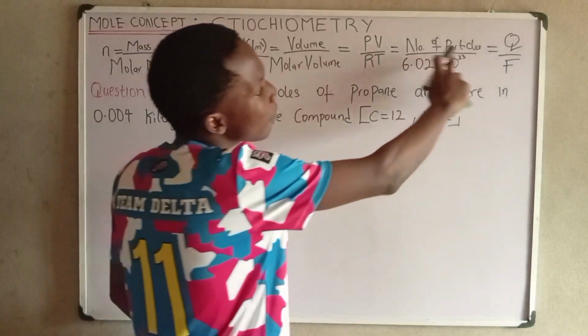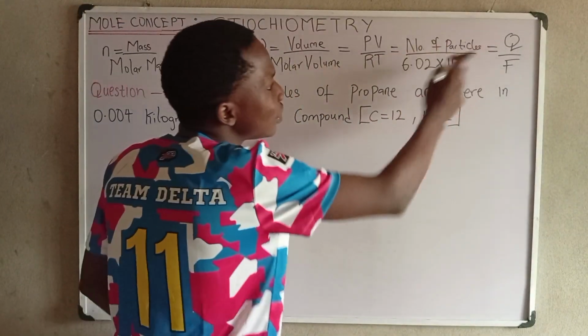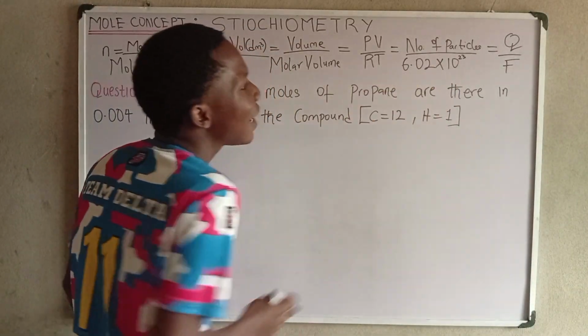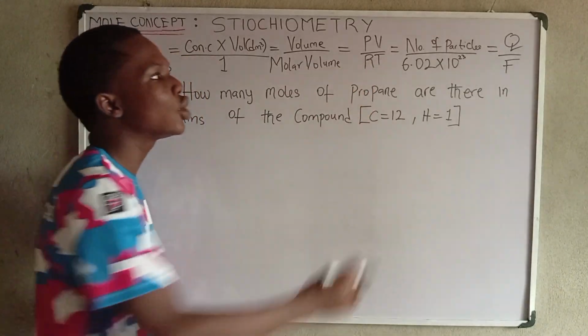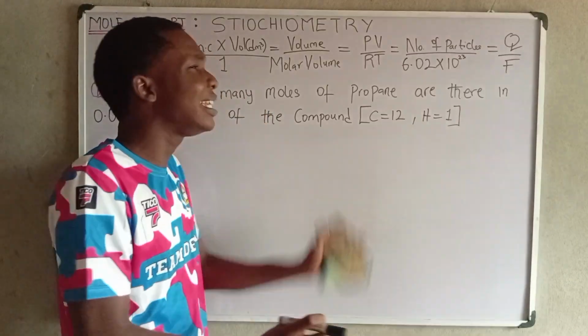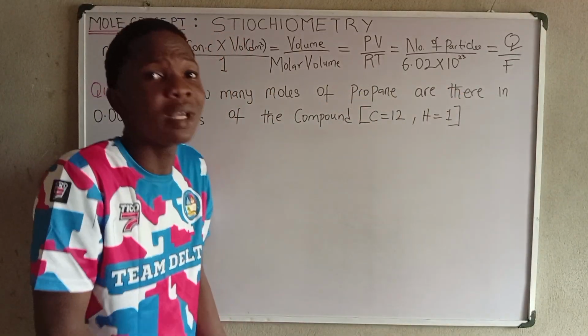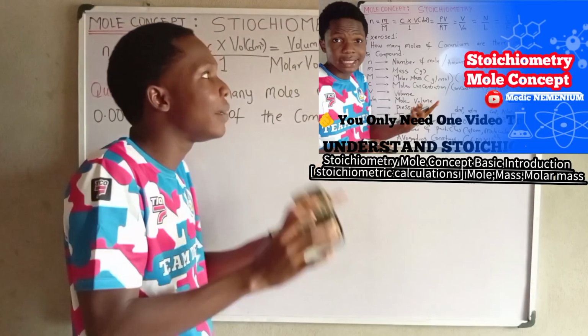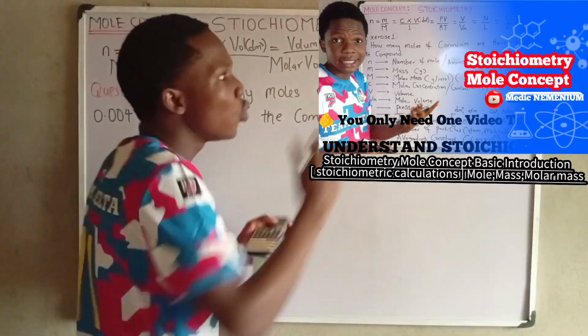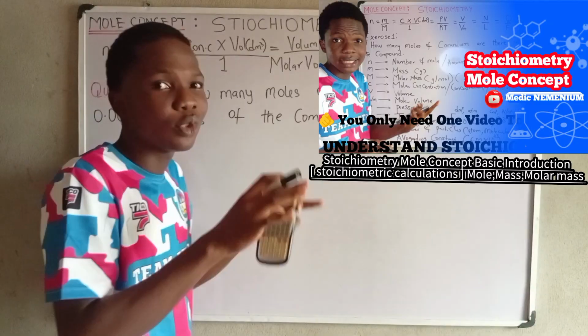Okay, now we have number of particles. Number of particles divided by this value, if you've never heard of it, is a constant, and it's called Avogadro's constant. I defined all this in the first video I made on stoichiometry, so you can go and watch that video if you don't know these things, where I explain them in detail.